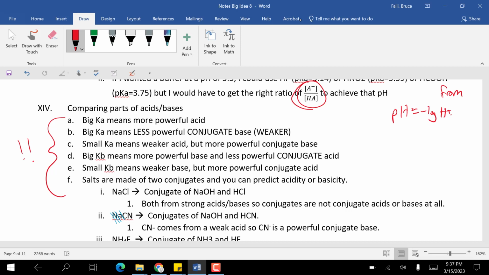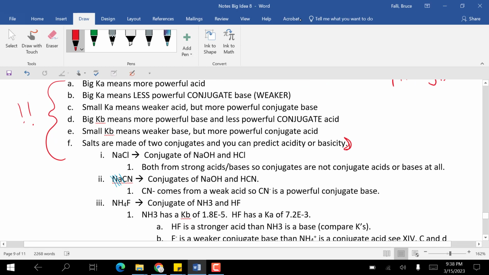Big Kb means a more powerful base and a less powerful conjugate acid. So basically, if you're a strong base, you have a weaker conjugate. So you always have, if you're strong, your conjugate's weaker. If you're weak, your conjugate's stronger. Salts are made of two conjugates, and you can predict their acidity or basicity. So NaCl, conjugate of NaOH and HCl, both from strong bases and strong acids. So the conjugates are not conjugate acids or bases at all. What does that mean? pH equals 7.